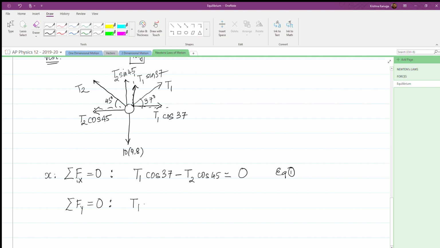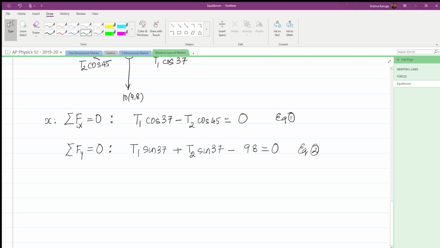So it'll be T1 sine of 37 plus T2 sine of 45 is equal to 98, or we could have written this as minus 98, and all this is equal to 0, just to stay true to the theme that the net forces are 0. Okay, now at this point we have two equations.